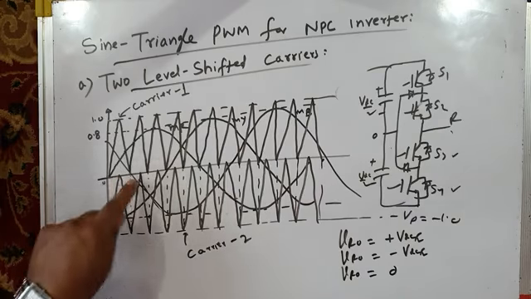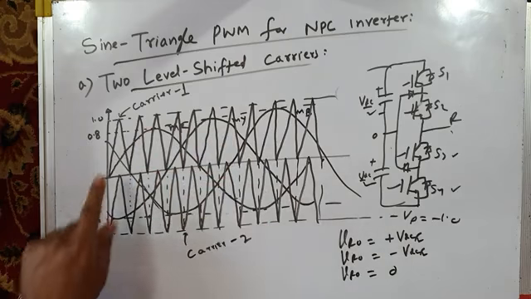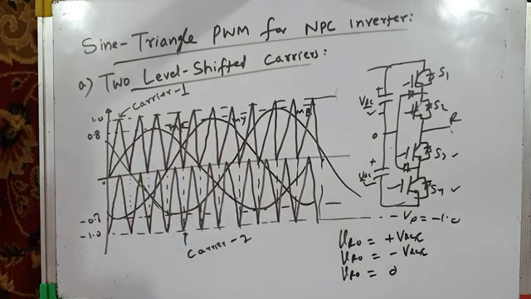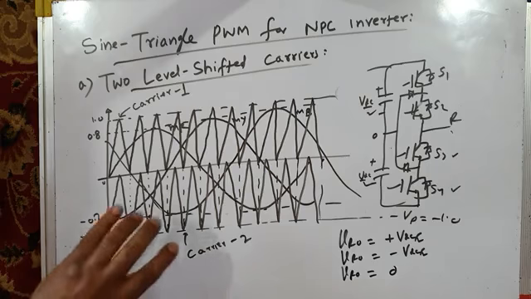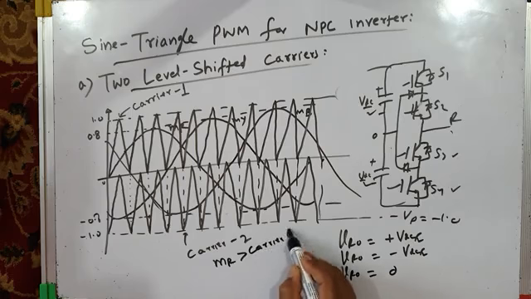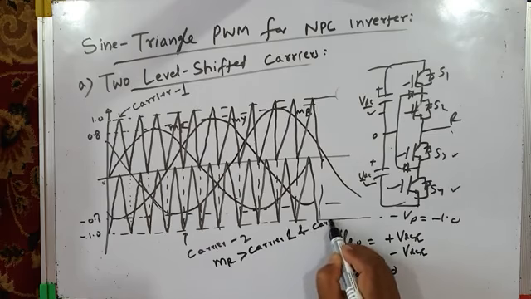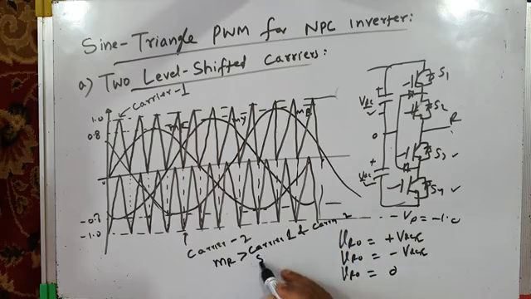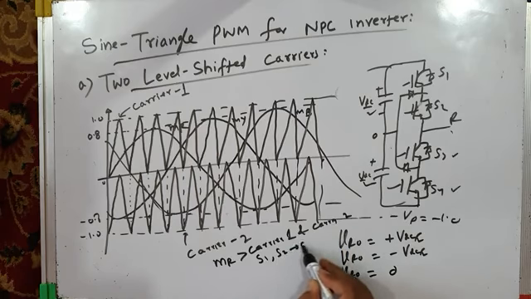You can generate two level shift carriers like this. You can compare them with three sinusoidal modulating waves like this, and using this logic, that means, say for example, if MR is greater than both carriers, greater than carrier 1 as well as carrier 2, then switch S1, S2, their gating pulse should be high, and VRO at that time will be plus VDC by 2.